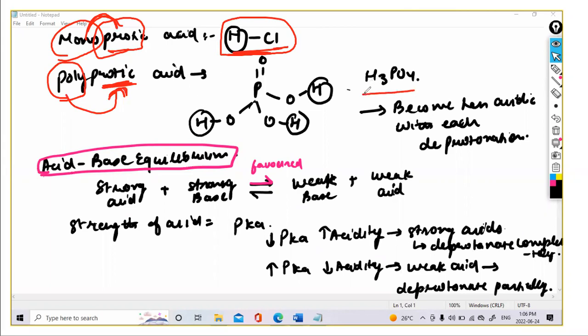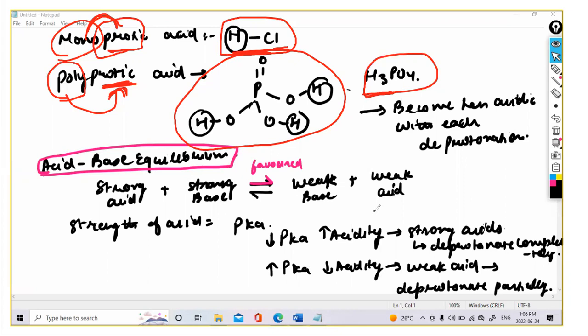For example, H3PO4 is also an acid. This is how it looks: P is the central atom, a double bond to O, and then I have three OH bonds here, right? So this is a polyprotic acid. It comes under that category.